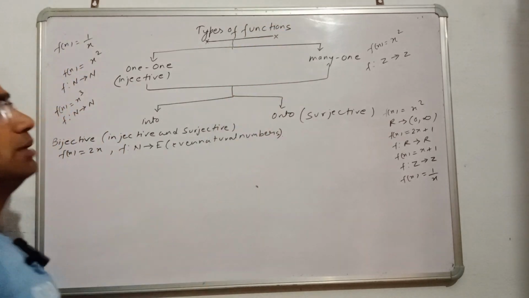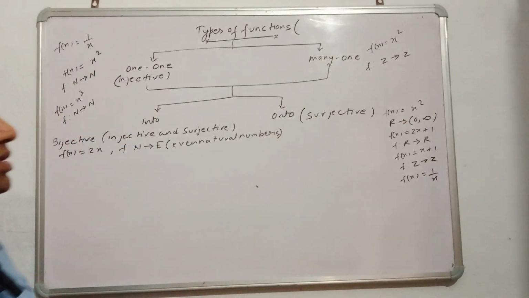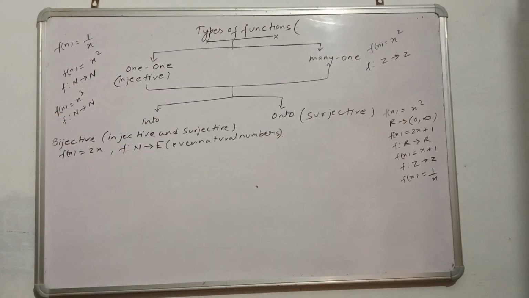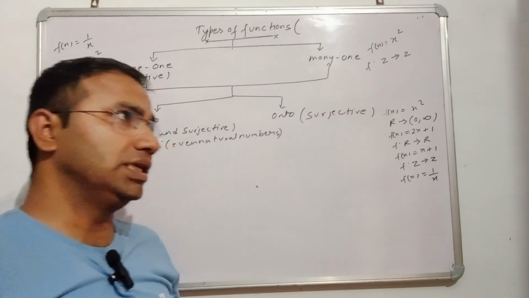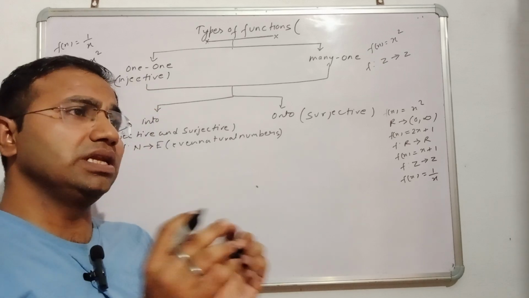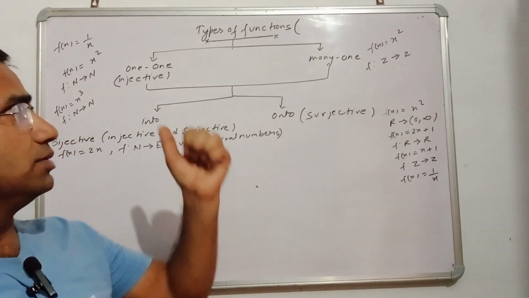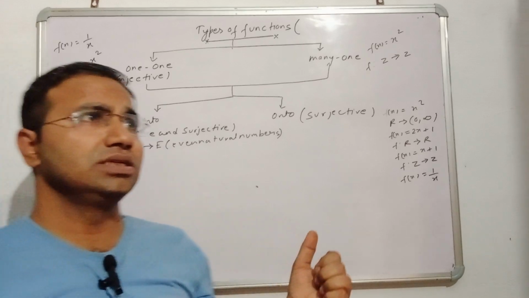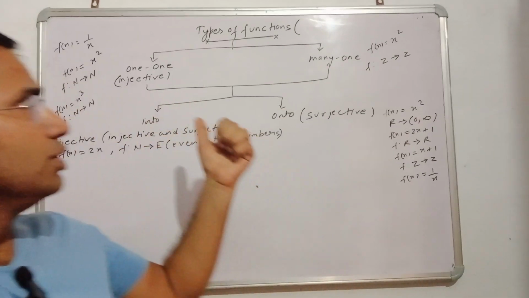So before learning the types of function, first of all, you should know what a function is. I have told you that if you want to learn what a function is, go through the video that I have dropped for the 11th class students. In that I have discussed what a function is, and which relation can be called a function. For a relation to be a function, every element of the first set should have a unique image in the second set. Okay, so that is a function.